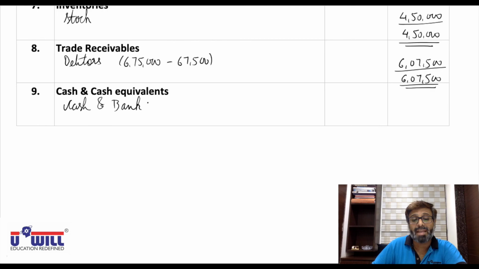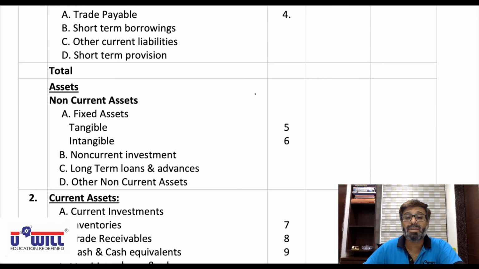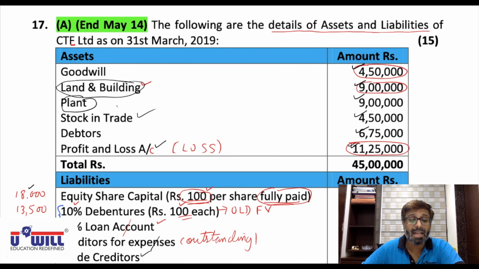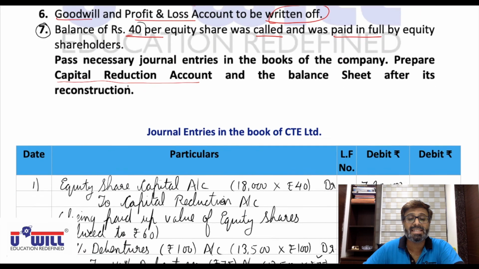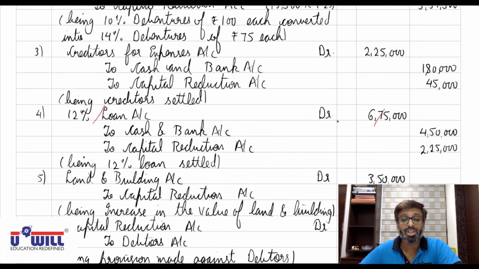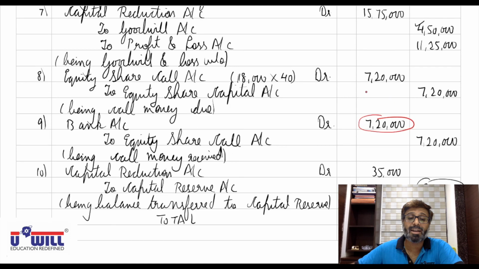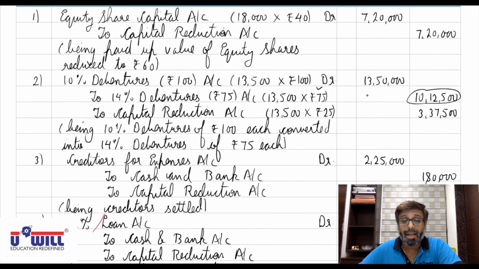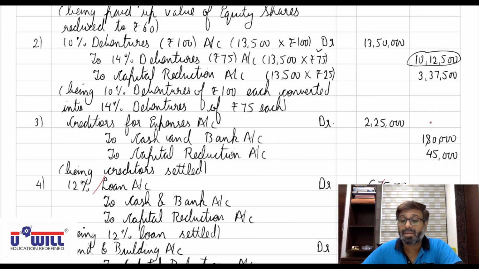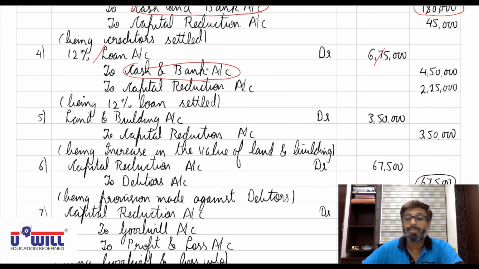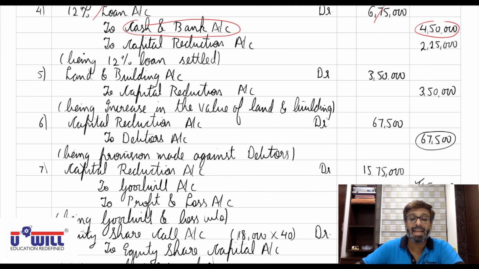Other items of balance sheet we don't have. So cash and bank, debit amount we have to add, credit amount we have to minus. Already in the asset side, goodwill, land, plant, stock, debtors, P&L, we don't have any existing cash. But if you see in the journal entries, then directly in 9th entry bank account is debited with 7,20,000 we would add. And in entry number 3, 1,80,000 credited for cash and bank we will minus. And in entry number 4, 4,50,000 credited we will minus. No other entry we have cash and bank.